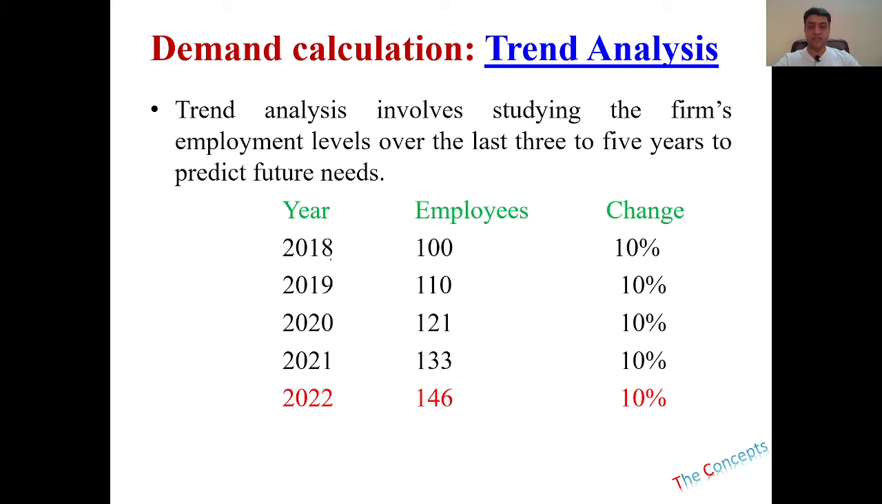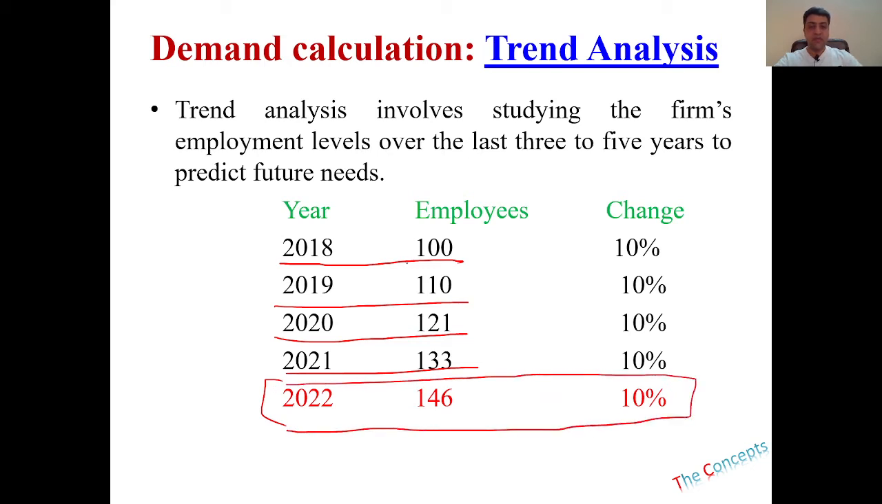Let's look at this data of 2018, 19, 20, 21, and we don't have the data for the year 2022. We are supposing that we don't have the data. But based on this data, you have 100 employees in 2018, 110 in 2019, 121, 133 in 2021. Now, based on the trend analysis, we can see that there's an increase of 10% in the number of employees, another 10%, 10%, and then 10%.